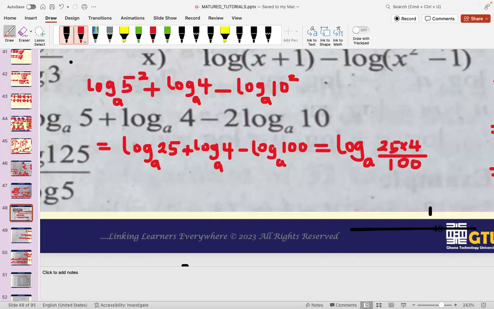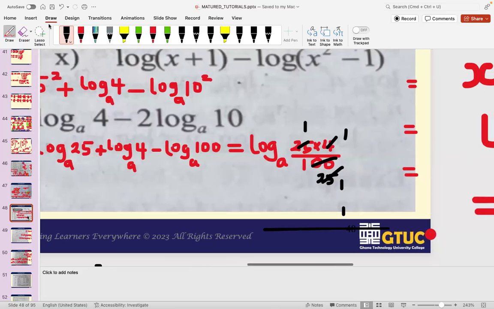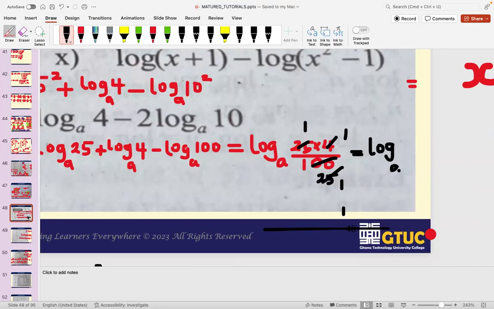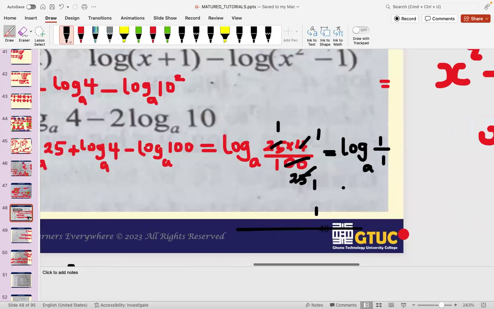Then let's do some cancellation. So we say 4 goes into 100, 25. 25 will cancel itself once. It will cancel this 25, once. So finally, this is the interesting dynamics we have. We have log A, 1 divided by 1, which will finally give us log A, 1.